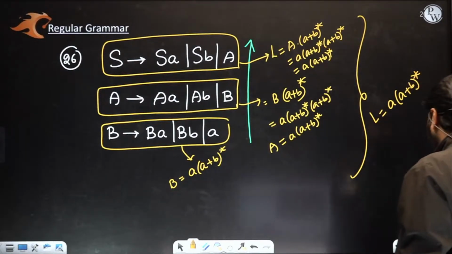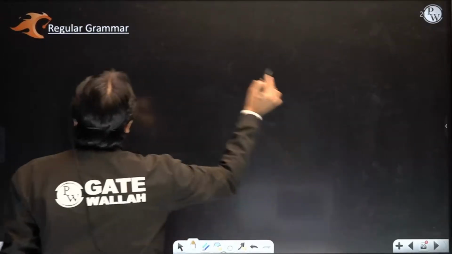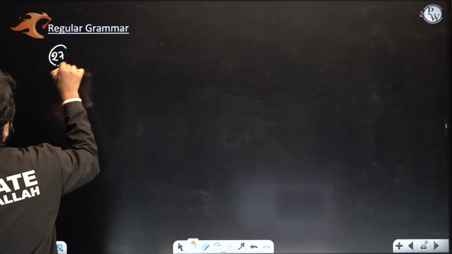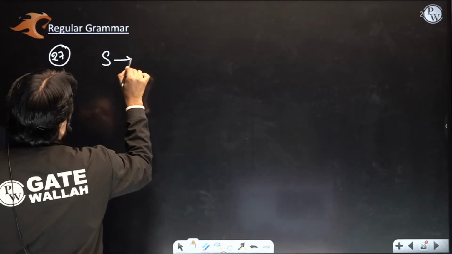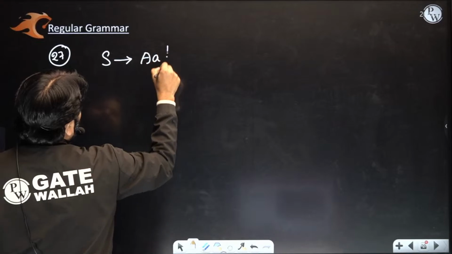Okay, let's go for 27 to answer, because my focus went a different way. Let's do another thing. S derives AA or AB.